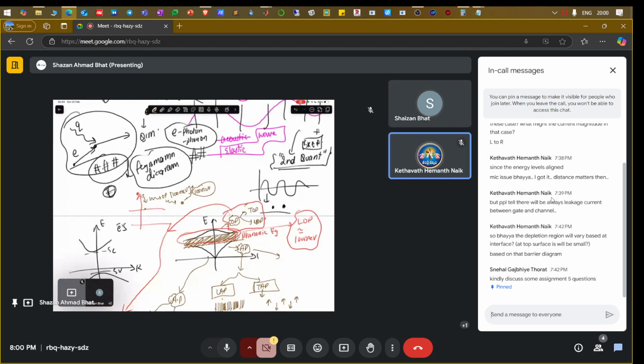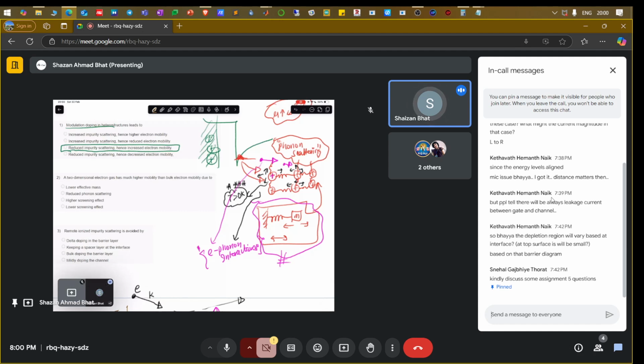Okay, so now the second question: the two-dimensional electron gas has much higher mobility than bulk. We have discussed it a lot. Why? Because of the higher screening effect. What is the screening effect? That's what I talked about. If you have a 2DEG, and this is impurity scattering, this is like a metallic sheet of charge, and you know that a metal has a good screening effect. That means there are a lot of free electrons.